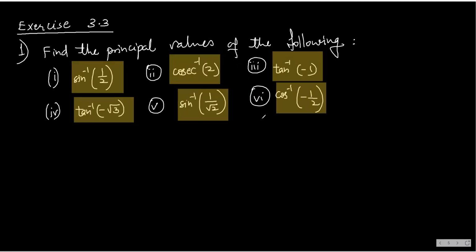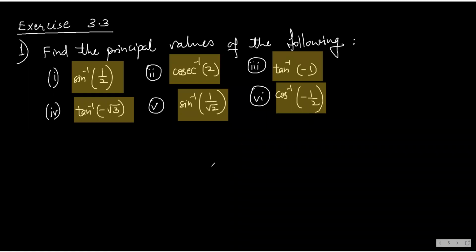So now we are starting with problem solving, and here we have exercise 3.3, first question: find the principal values of the following. Now what is the meaning of finding principal values of the following? You have 6 questions here. You have to find the principal value. So first of all, I will explain what the meaning of find the principal value is.